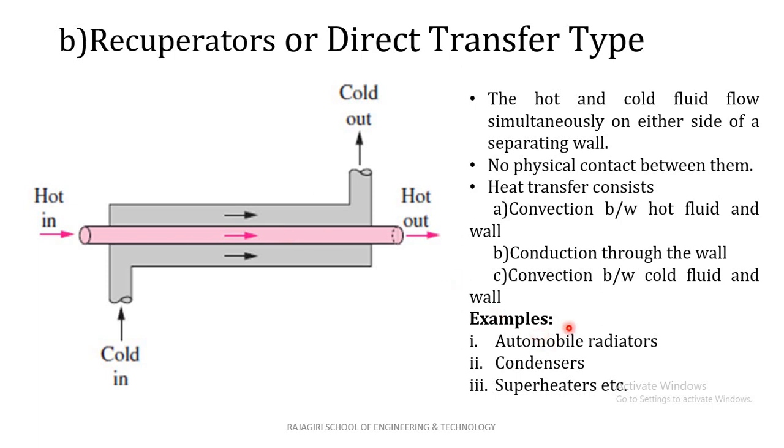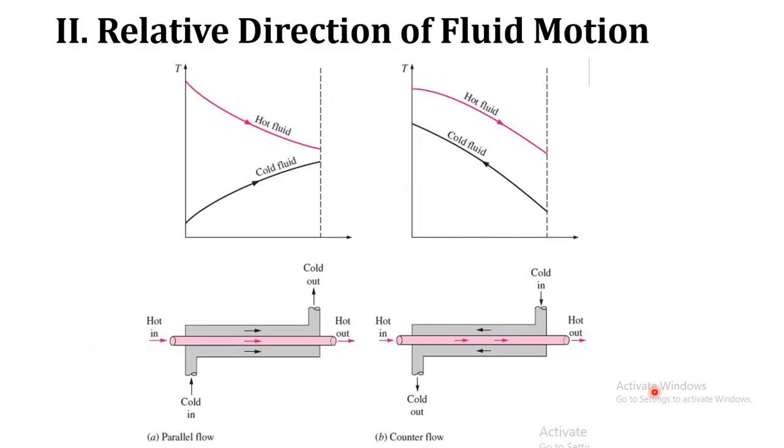These are the examples for recuperators or direct transfer type heat exchangers: automobile radiators, condensers, superheaters. All these are examples of recuperators or direct transfer type heat exchangers. This is the second classification, based on the relative direction of fluid motion. There are three types: parallel flow heat exchanger, counter flow heat exchanger, and cross flow heat exchanger.